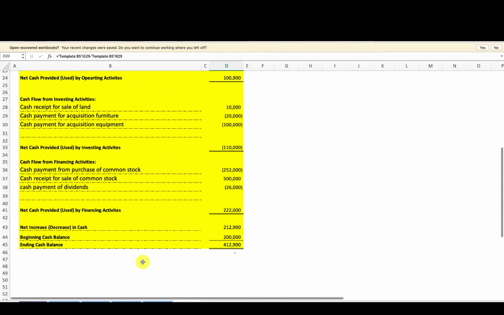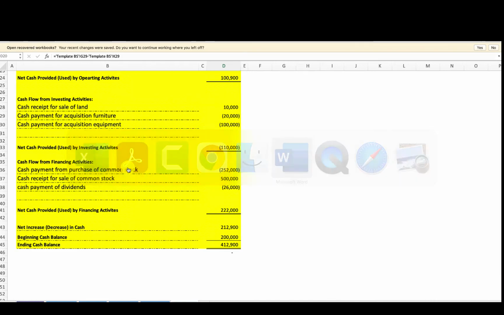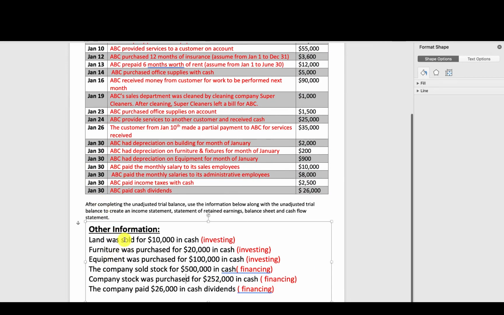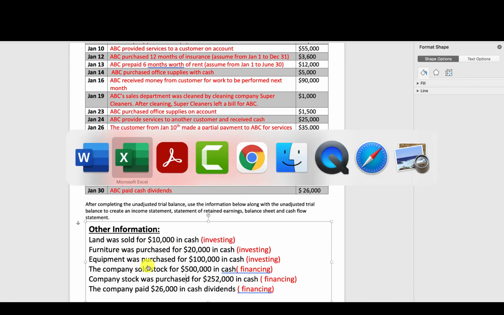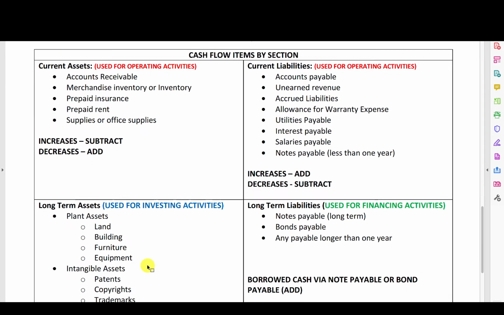And now we go to investing and financing activities. In order to do the investing and financing activities, you use the other information section, and that's how you populate them. The first thing you should do is go through this list and figure out what's investing and what's financing. If you don't remember, go back to the handout, right?